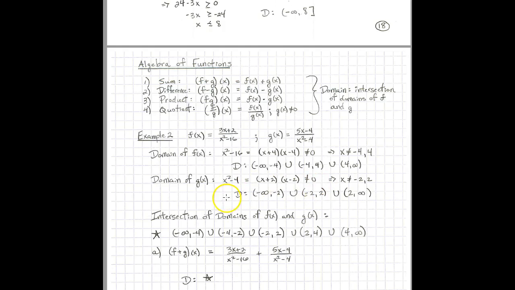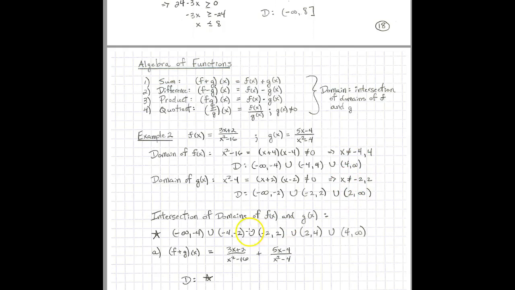Now what about the domain of g of x? Well, the denominator for g of x, x squared minus 4, can't be 0. So x plus 2 times x minus 2, that guy can be factored into that. That can't be 0. That means x can't be -2 or 2. So it can be any other number though. So the domain of g of x is minus infinity to -2, not including -2, union -2 to 2, not including 2 or -2, union 2 to infinity. So what's the intersection of the domains of these guys? Well, that means x can't be -4, 4 or -2, 2.